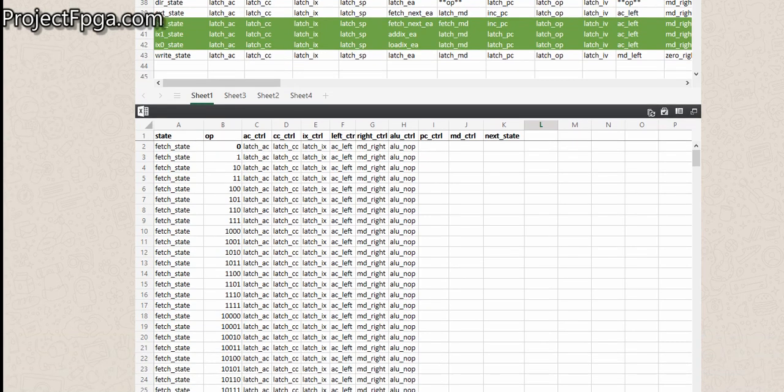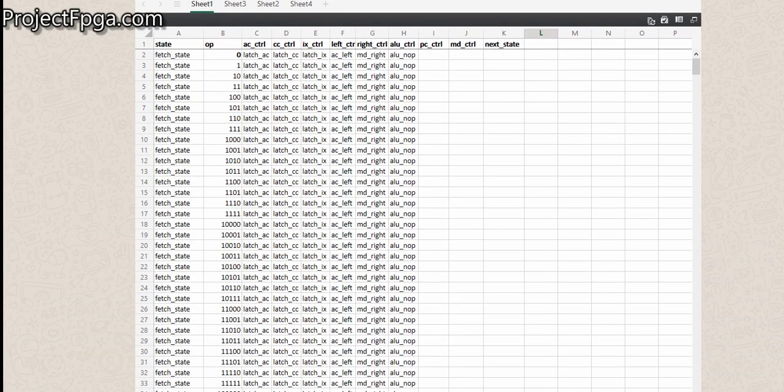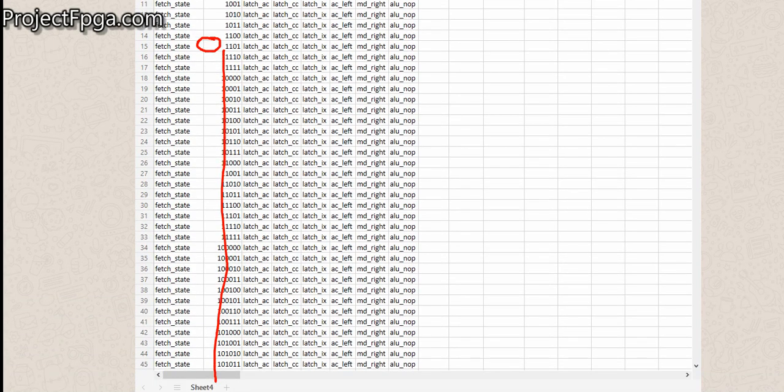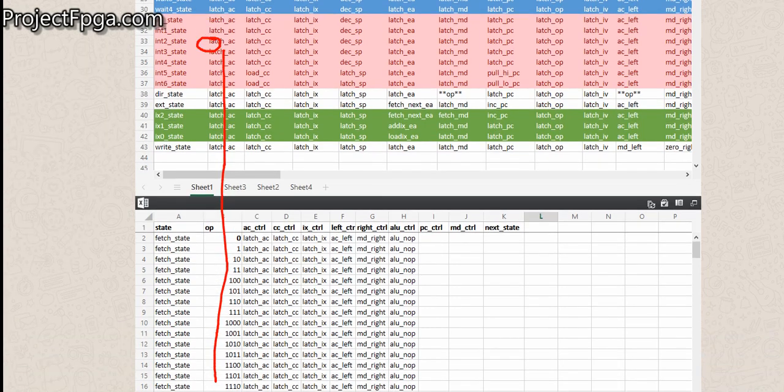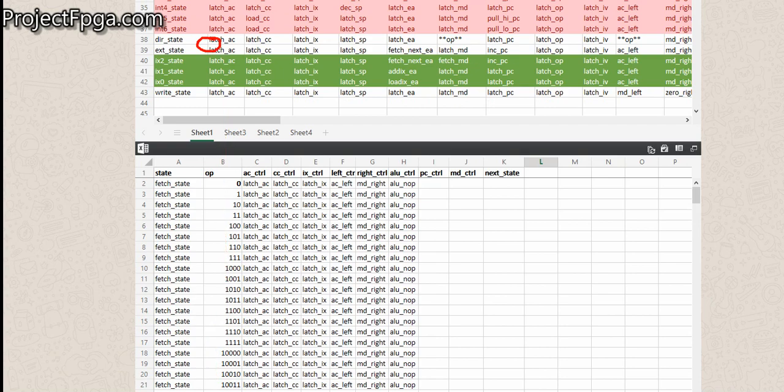So as I was saying, now this is more like a truth table, and this is the opcode, and these are the values it can be from 0 till 11111, because it's an 8-bit address. I just want to explain this second Excel sheet. Now these are the new values of the AC control, the new values of all these control signals, which are dependent on the opcode at a given state.